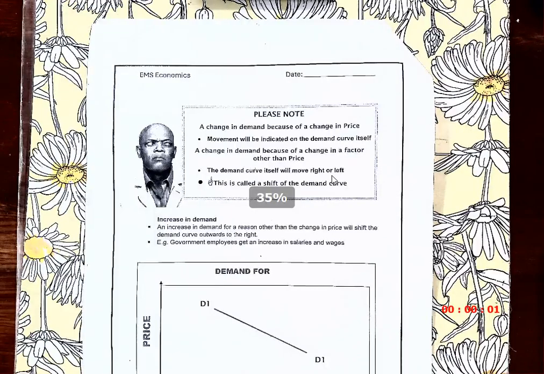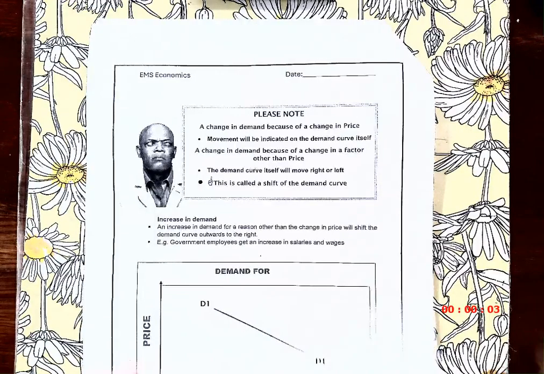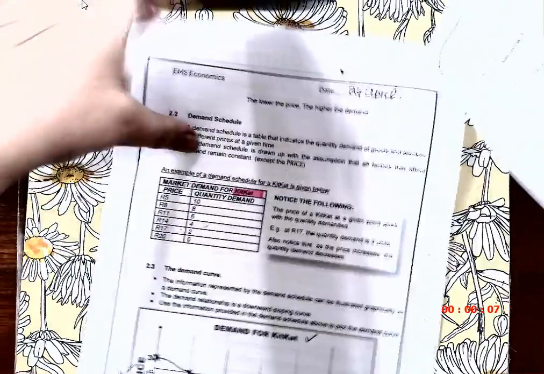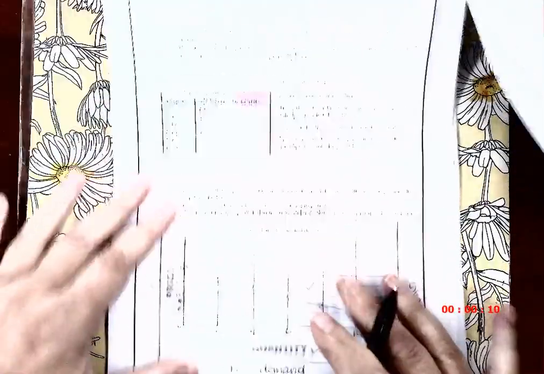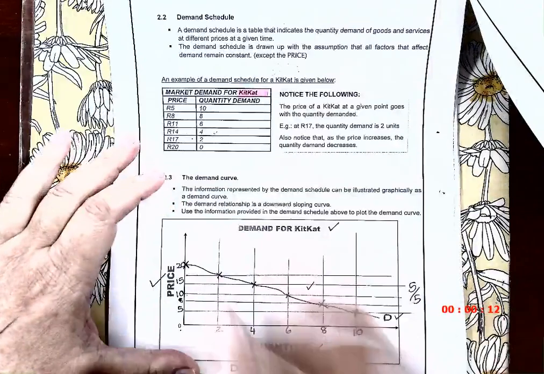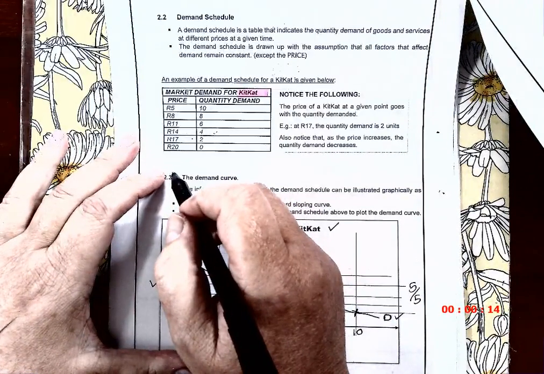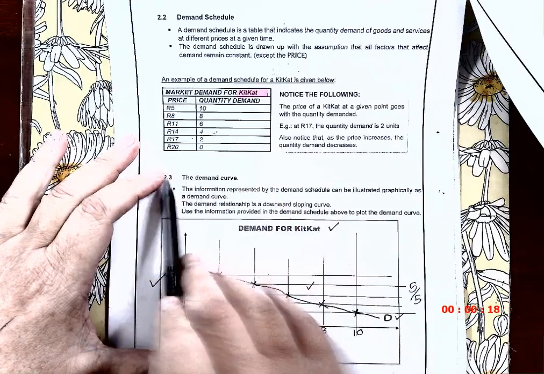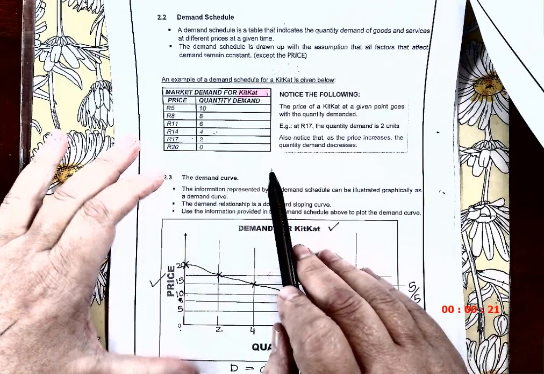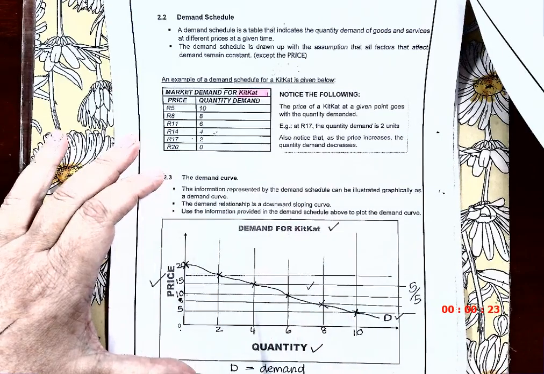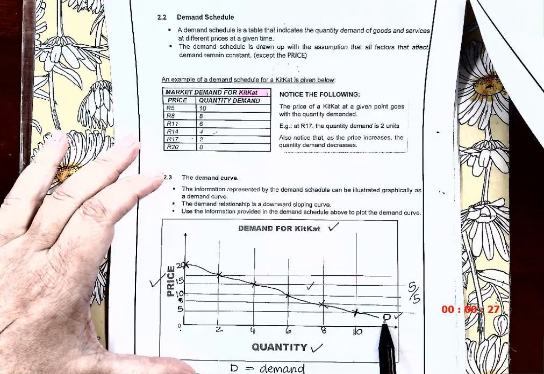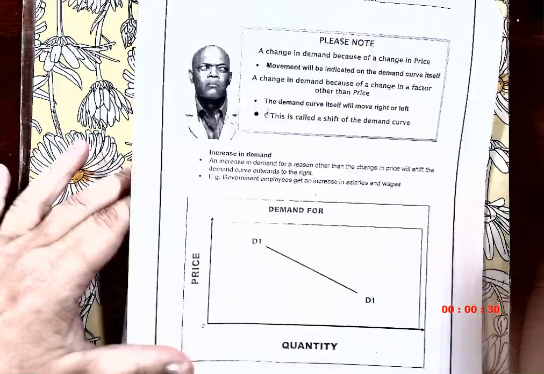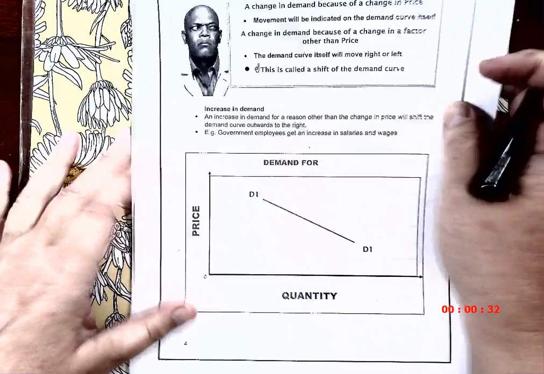See this. When we did the law of demand, meaning the price determines the demand. Can you see? We did the crosses, and we only draw one line. Okay. But now, something else is happening.